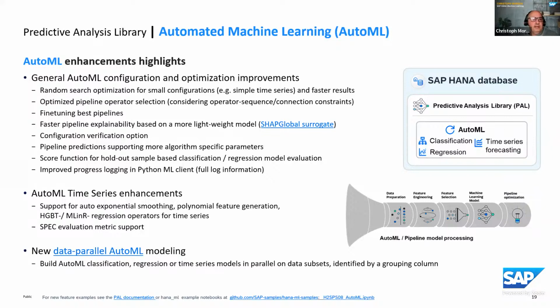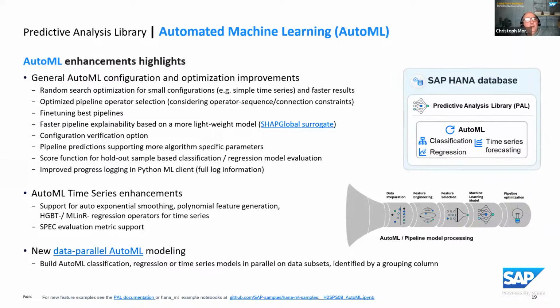The operator selection in an AutoML pipeline can now be optimized in the sense that the operator sequence and operator connection importance is analyzed and then can be passed in as an input to the AutoML scenario. You should see that in a second as well, or can also take a look at the blog where this is explained in more detail.